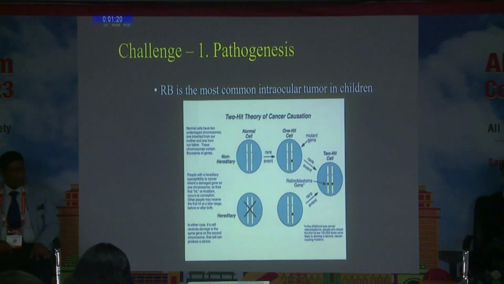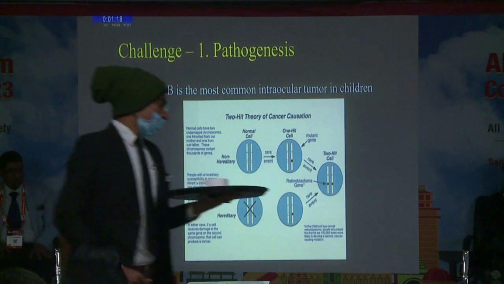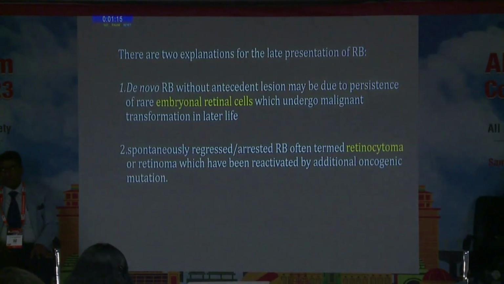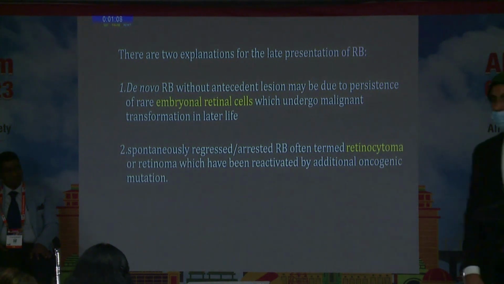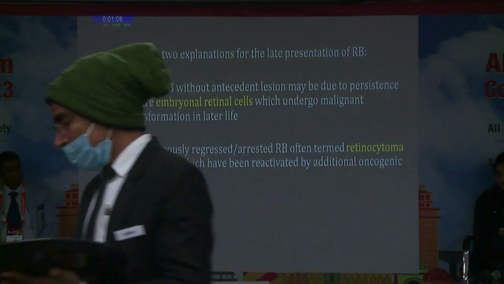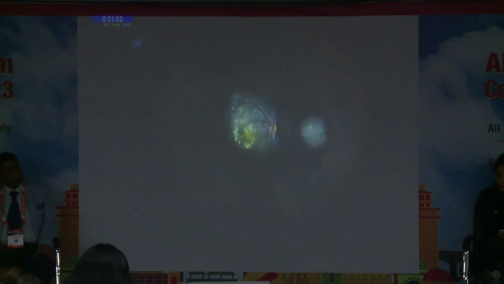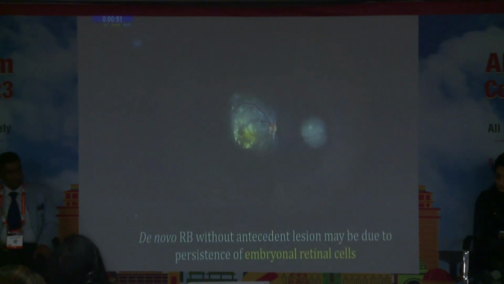What makes this case challenging is, number one, the pathogenesis. There are two possible explanations for retinoblastoma in an adult patient: persistence of some embryonal retinal cells, or a spontaneously regressed or arrested retinoblastoma which was reactivated. This is another patient with a retinocytoma, or spontaneously regressed retinoblastoma, wherein you have an area of calcification as well as some atrophic retina. We did not see this in our patient, and there was no family history as well. So we diagnosed it as a de novo retinoblastoma from persistence of embryonal retinal cells.